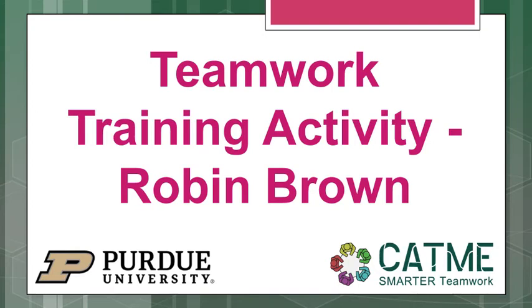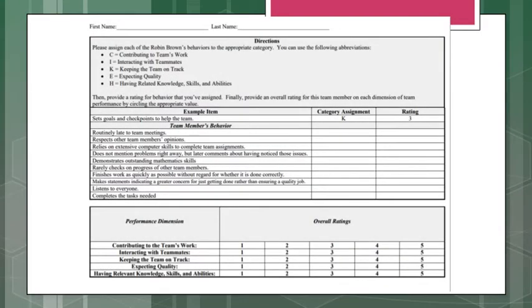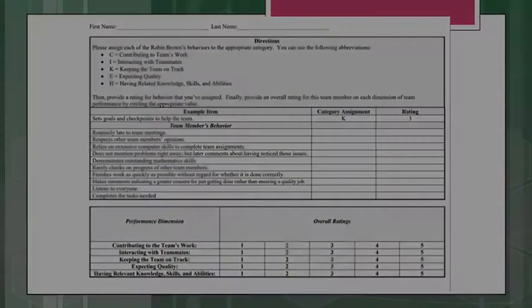In this video, we will cover the answers for the team member evaluation practice for the hypothetical team member, Robin Brown. You should have a copy of the sheet that provides a list of behaviors for a team member named Robin Brown. Imagine that you are working with Robin and you view these various behaviors. What you will need to do is assign each behavior to one of the 5 CATME teamwork dimensions under the column titled Category Assignment. Then, rate each behavior in the column titled Rating.